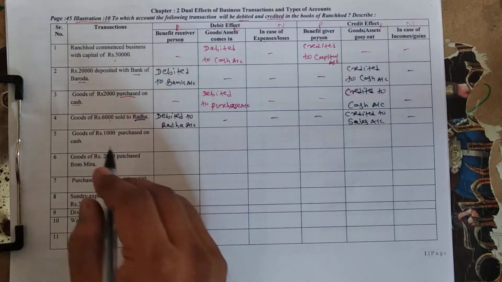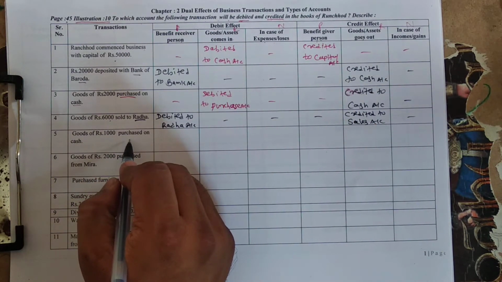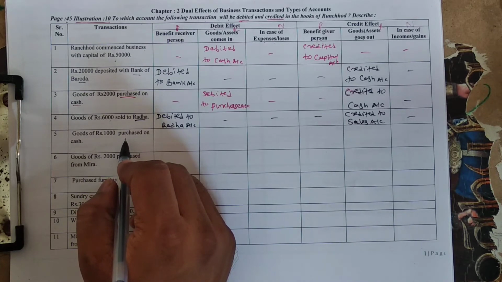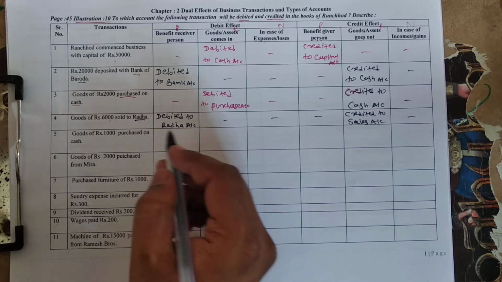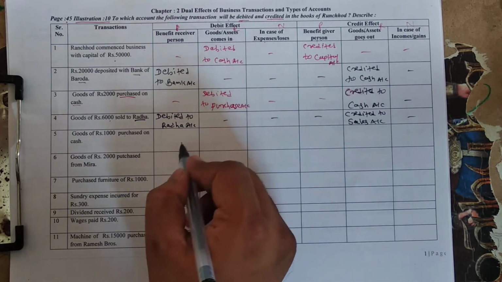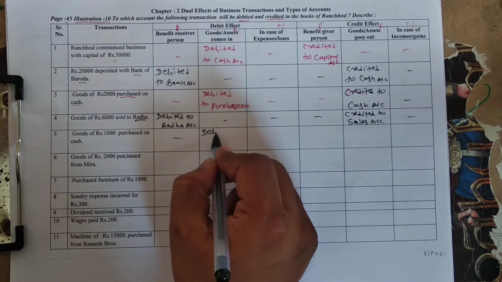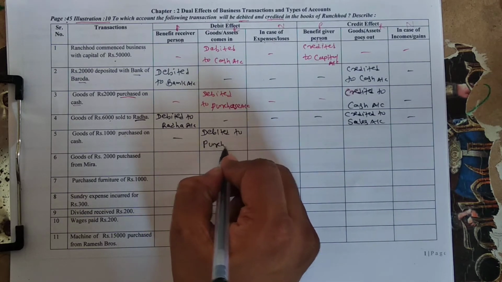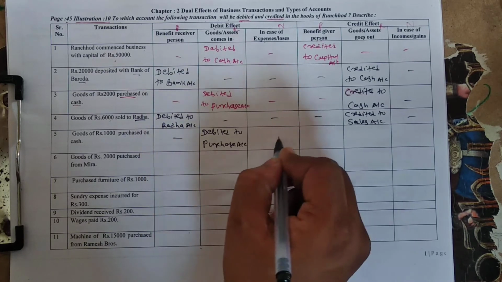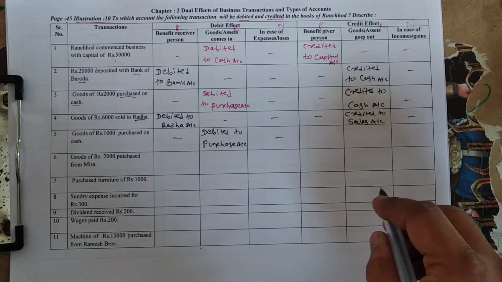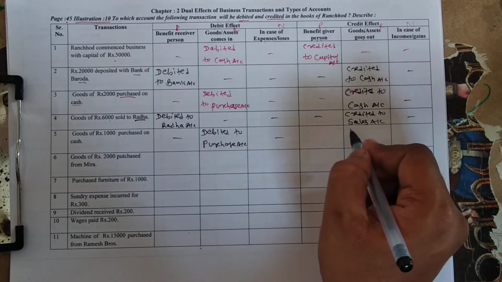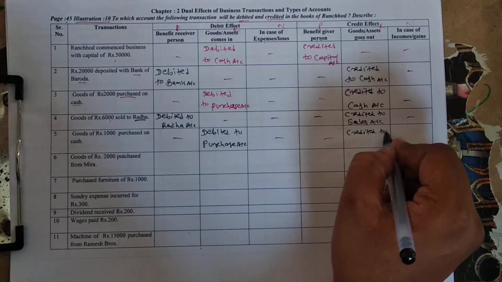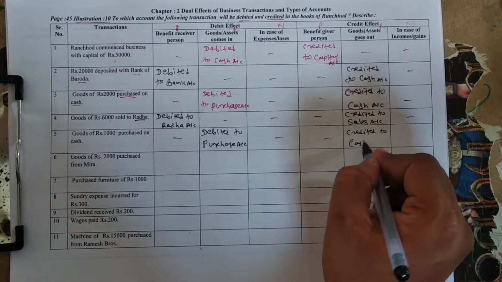Number 5, goods of rupees 1,000 purchased on cash. Student, purchase means goods come in. When goods come in, debited to purchase account, and purchase is a real account. So in the second column, debited to purchase account. And the second effect: here cash goes out, so credited to cash account.